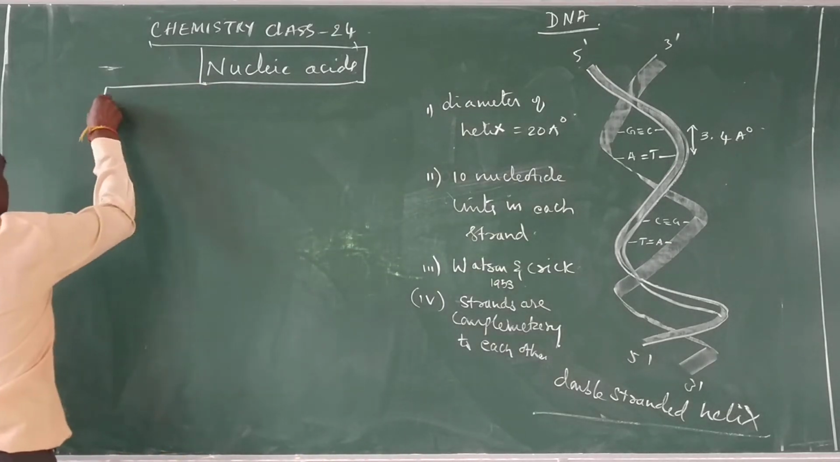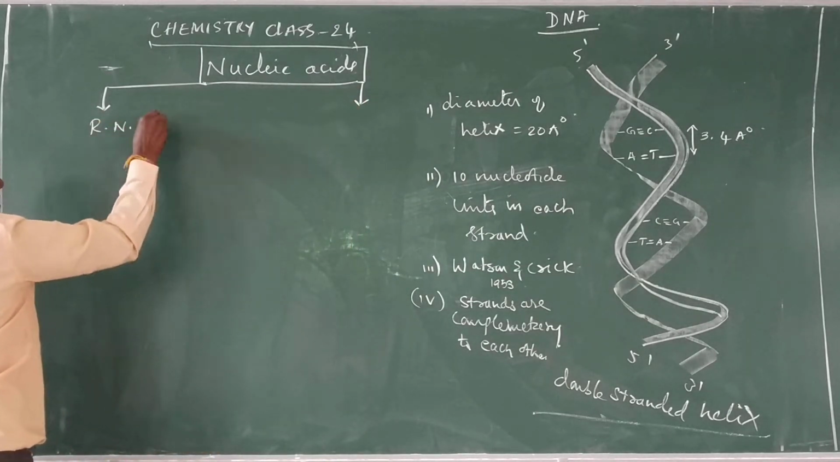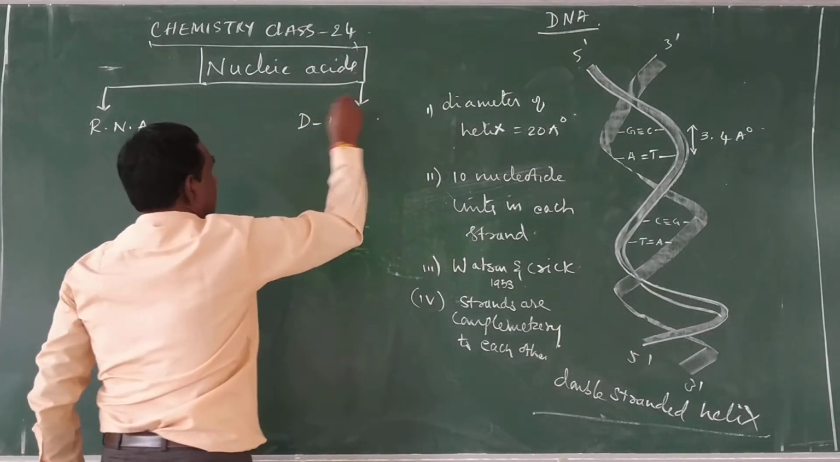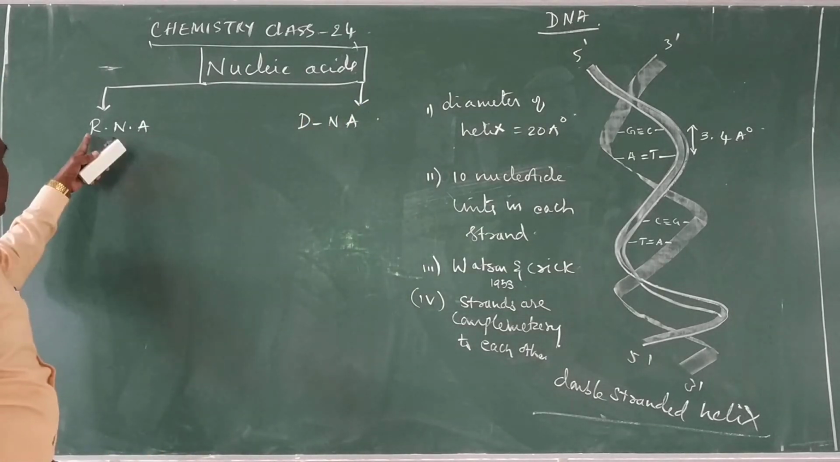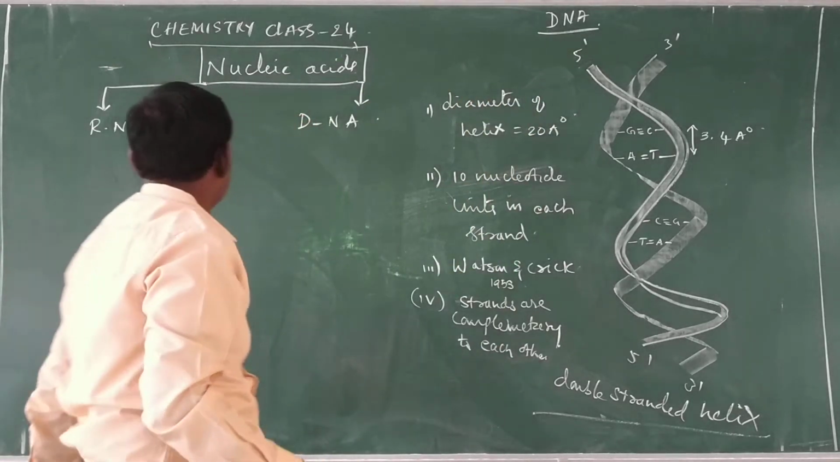Nucleic acids are of two types. One is RNA, ribonucleic acid, and the other is DNA, deoxyribonucleic acid.